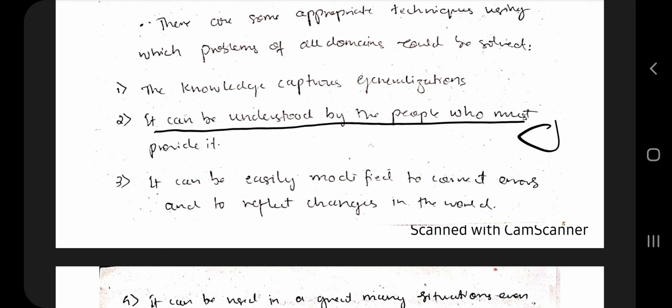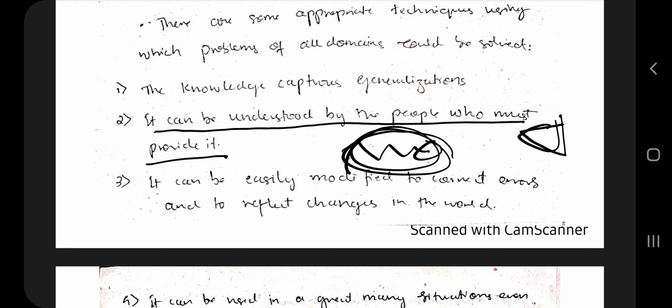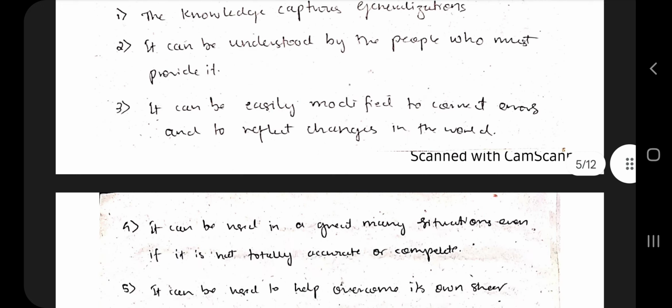it can be understood by the people who must provide it. Next, whatever conclusion you have drawn, make sure that it is understandable. If some conclusion comes which is very complex and normal people don't know, make sure you make it more simplified. That's the second thing. Then hold the simplified thing in your hand. Then let's move on to the third step.